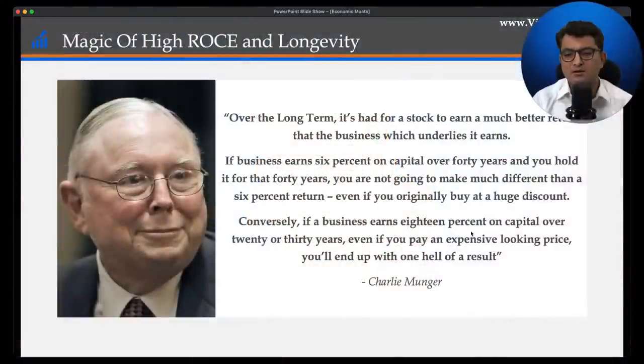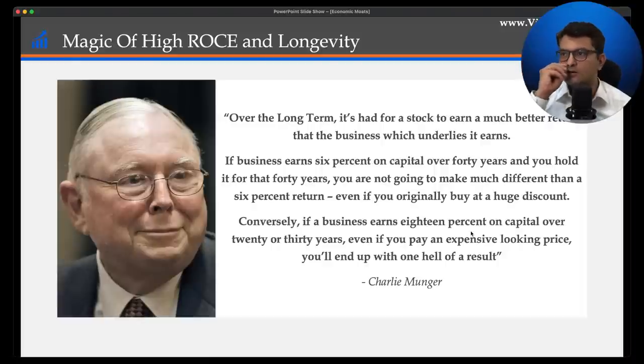So let me just go to the first example. Okay, so now what we are going to do is case studies. And one thing you need to know is this slide, where all these competitive advantages ultimately convert into high profitability.